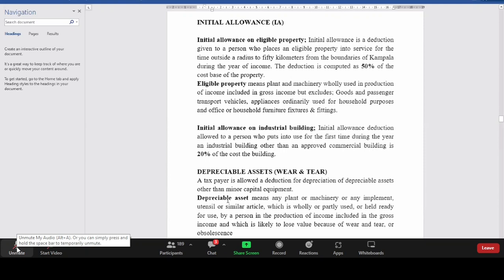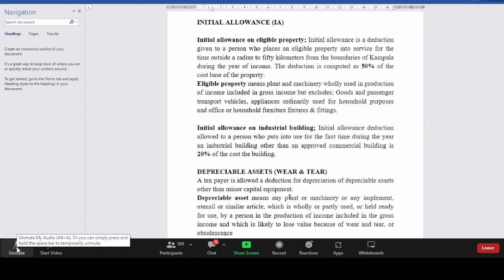A taxpayer is allowed a deduction for depreciation. Guys, I don't have these things in my head. I know how it is done. I can tell you we charge wear and tear on this class. But this is the law. That's what the law says. The law says the taxpayer is allowed a deduction for depreciation of a depreciable asset other than minor capital equipment.